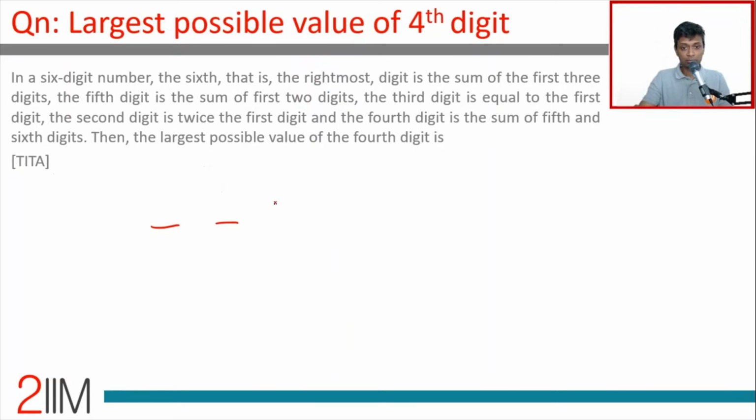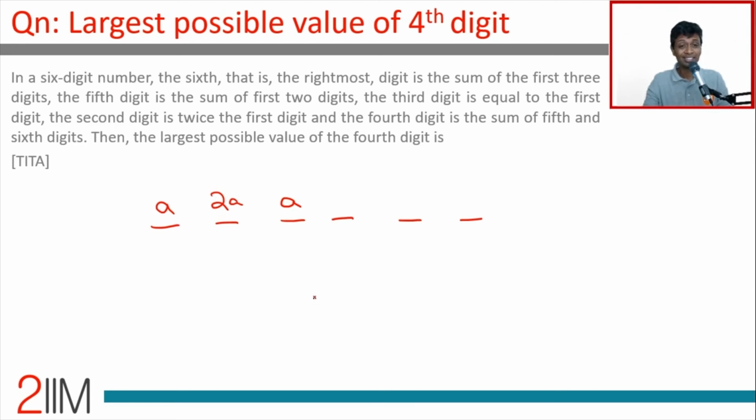In a six-digit number, the sixth digit, that is the rightmost digit, is the sum of the first three digits. The fifth digit is the sum of the first two digits. The third digit is equal to the first digit. Brilliant. I'm going to say this is A. This is A. The second digit is twice the first digit, 2A. And the fourth digit is the sum of the fifth and sixth digits.